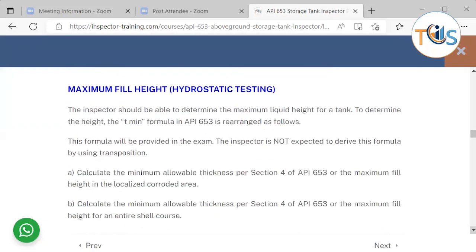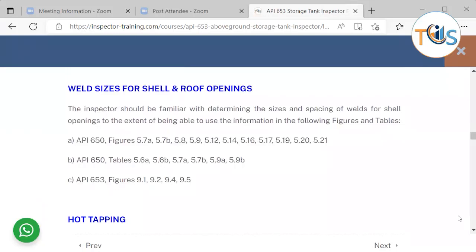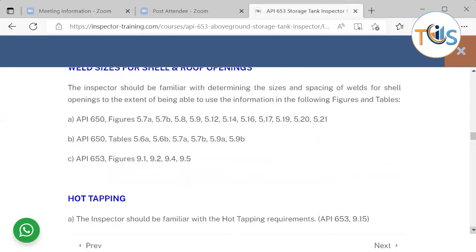The maximum fill height for hydrostatic testing, you should be able to calculate based on the thickness. You should also be familiar with calculating the weld size for shell and roof openings, and you have to refer to the figures in section 5 of the API construction code and section 9.